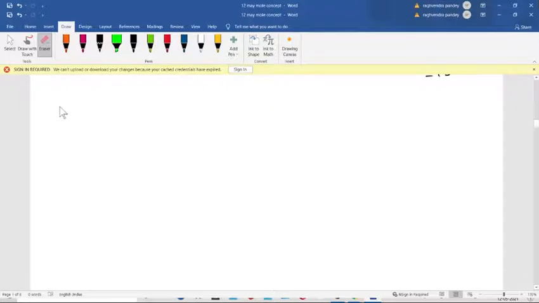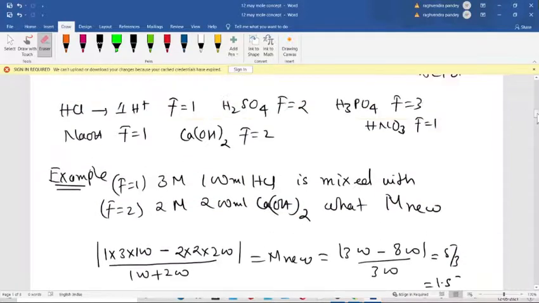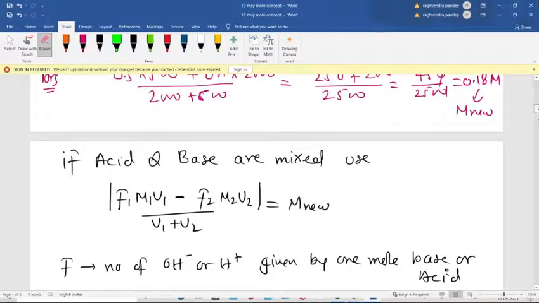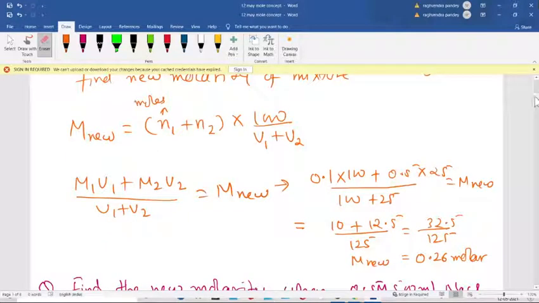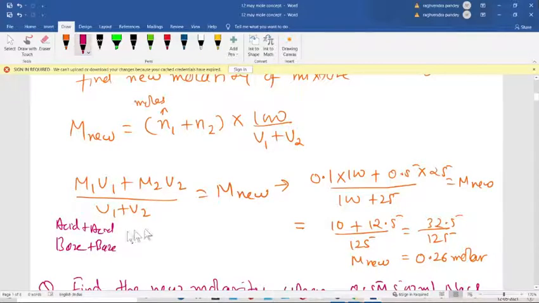For what? Previous formula? Huh. This one you have to use. Hello. This formula you have to use for acid plus acid, base plus base, or the same type of solution, like glucose and glucose, something like that, there you can use that one.